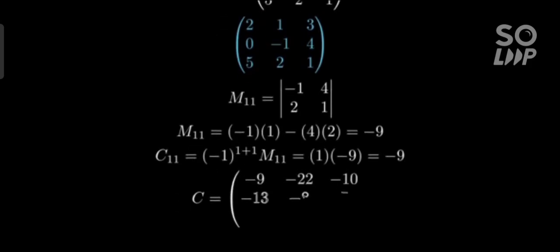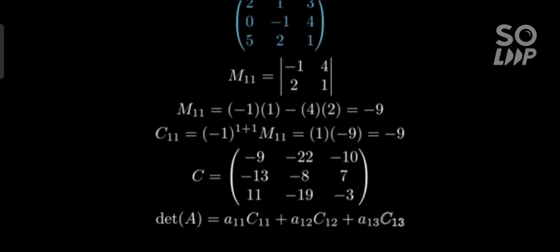If we continue this process for all elements, we get the complete matrix of cofactors. Finally, we can use these cofactors to find the determinant of the original matrix. The determinant equals the sum of each element in any row or column multiplied by its cofactor. This is called expansion along a row or column. Let's expand along the first row.